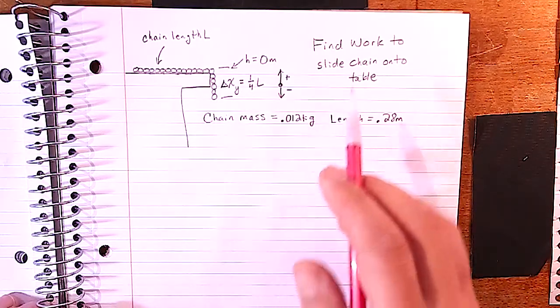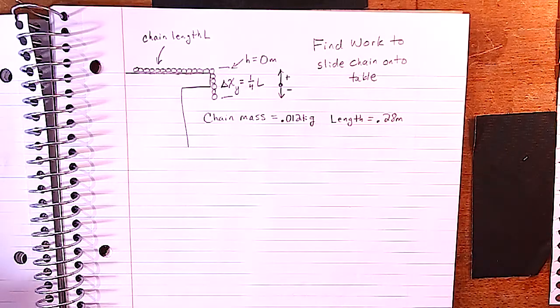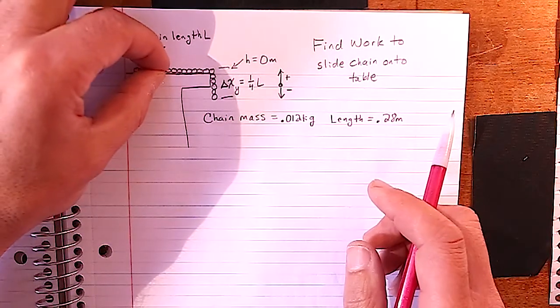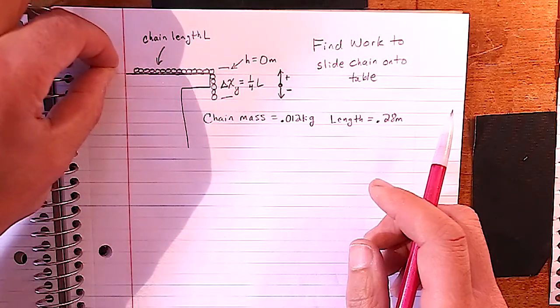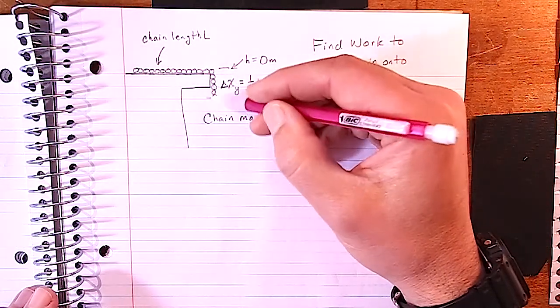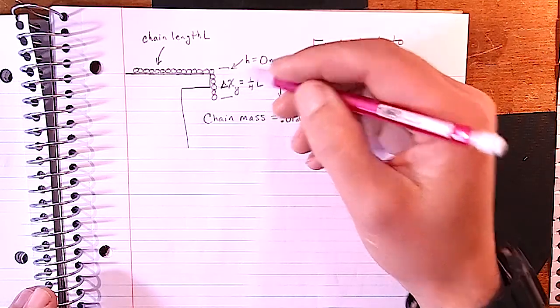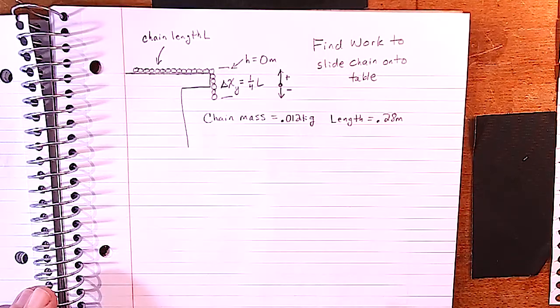So the question is, find the work to slide this up onto the table. There's going to be no friction in this, so we don't have to deal with that. But you can see that there's a problem, and that problem is that the force is not constant. As we drag this up, the amount of chain that's hanging over the edge decreases, so the force of gravity decreases. And that should be a hint that we're going to need to use an integral.